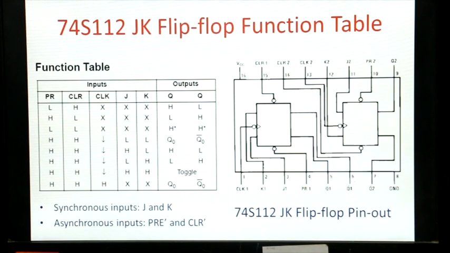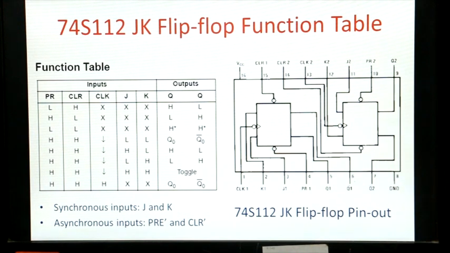So this 74S112 JK flip-flop function table and the pinout or the connections are shown here. Now you might remember that JK flip-flops have what are called synchronous inputs. J and K are synchronous inputs. Why? Because whatever you put on J and K would take effect only at the active clock edge. In the case of a 74S112, the active clock edge is the negative clock edge.